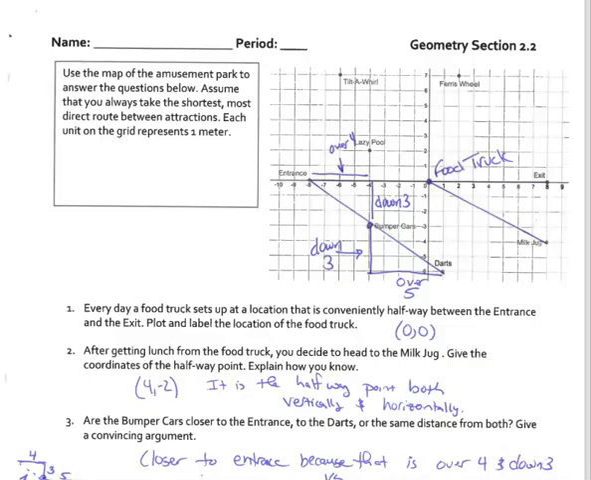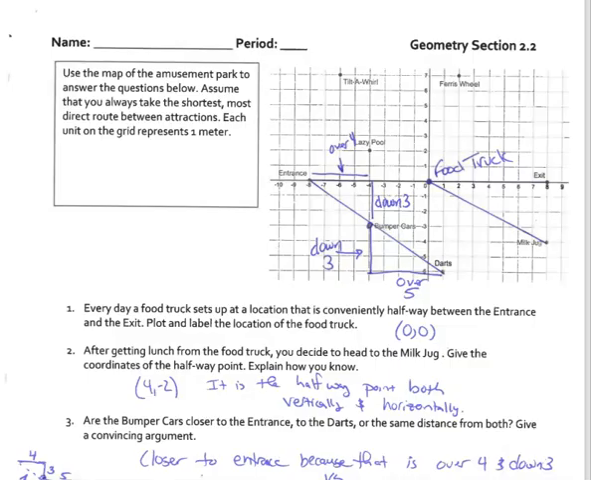Number one says, every day a food truck sets up at a location that is conveniently halfway between the entrance and the exit. Plot the point where the food truck is going to be. So this one was rather easy because they are both on the x-axis. One is 8 to the left and one is 8 to the right. So obviously 0 is going to be the midway point. And I went over and put a point there and called it food truck.